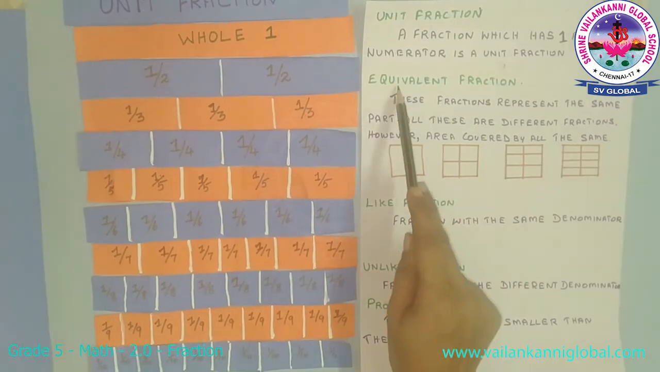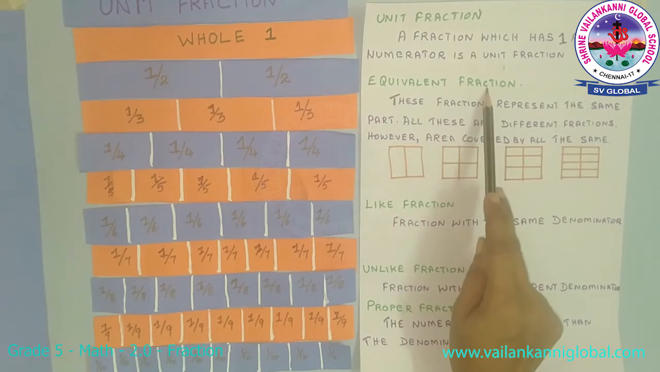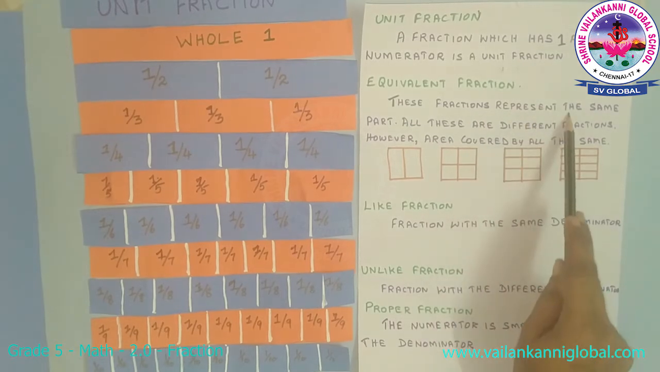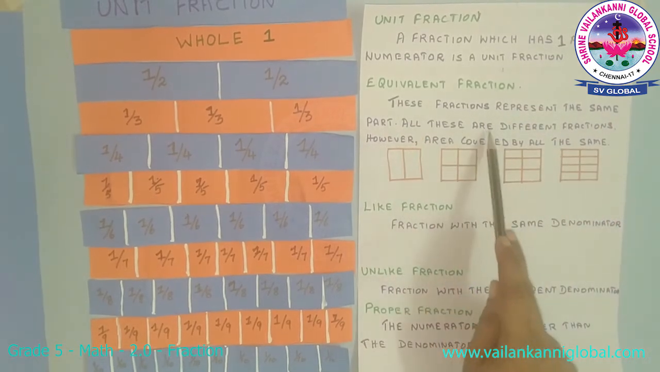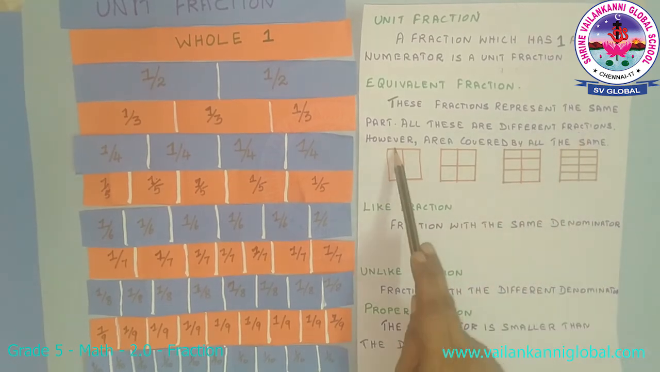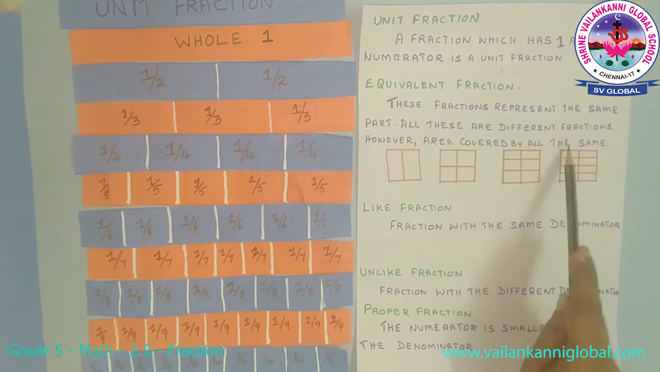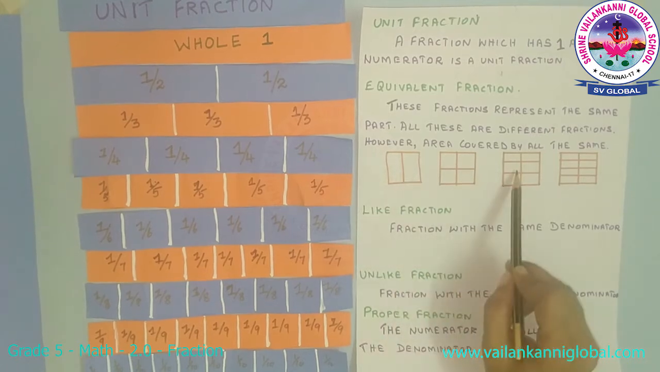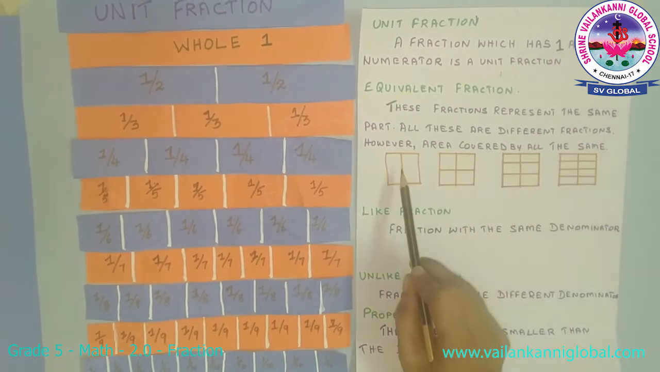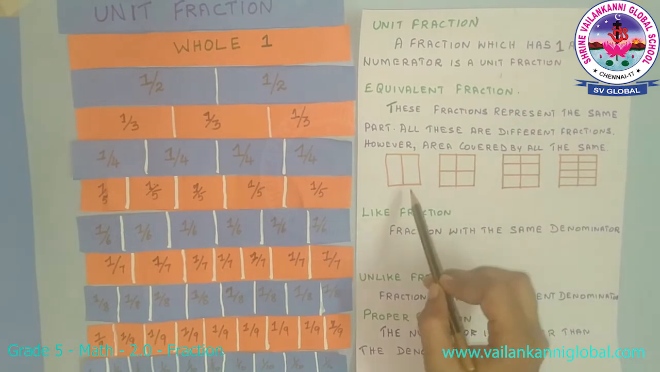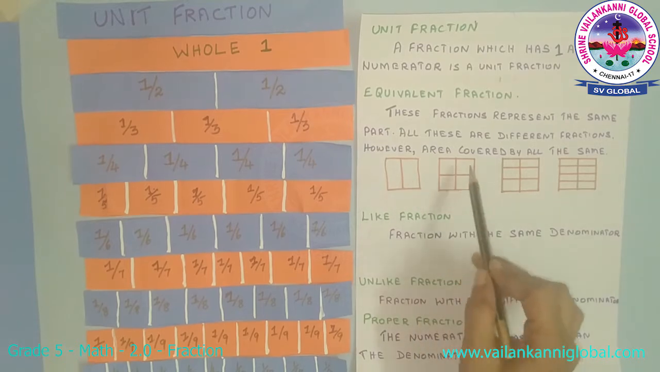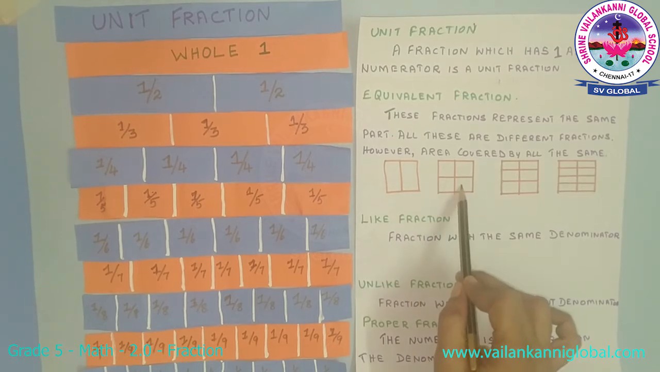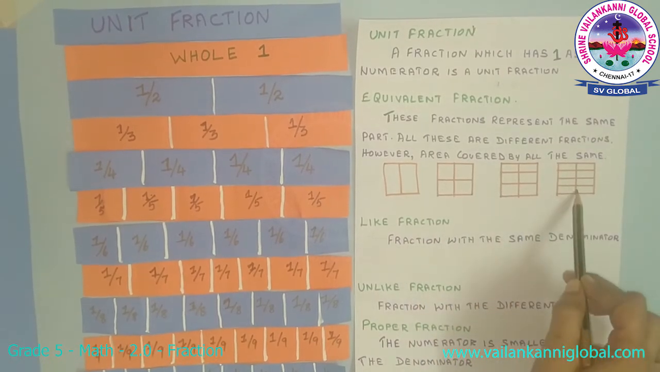Good. Then the next one is equivalent fractions. What is an equivalent fraction? These fractions represent the same part. All of these are different fractions, however the area covered by all of them is the same. See all these squares, there are 4 squares, all covering the same area and the same size, isn't it? Here we divided into 2 parts, here 4 parts, here 6 parts, here 8 parts.